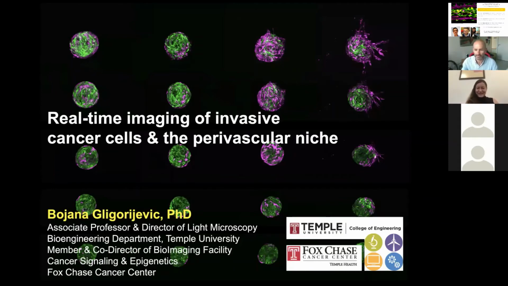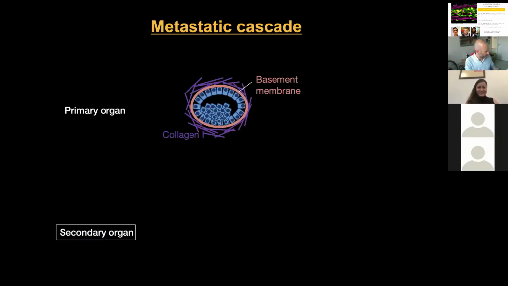So I'm currently at Temple University College of Engineering in Philadelphia, and also in the Fox Chase Cancer Center, which is a couple of miles further north. And I'm going to tell you again about the perivascular niche, this time in the breast cancer. So our lab is focused on looking into different steps of the metastatic cascade in the breast carcinoma.